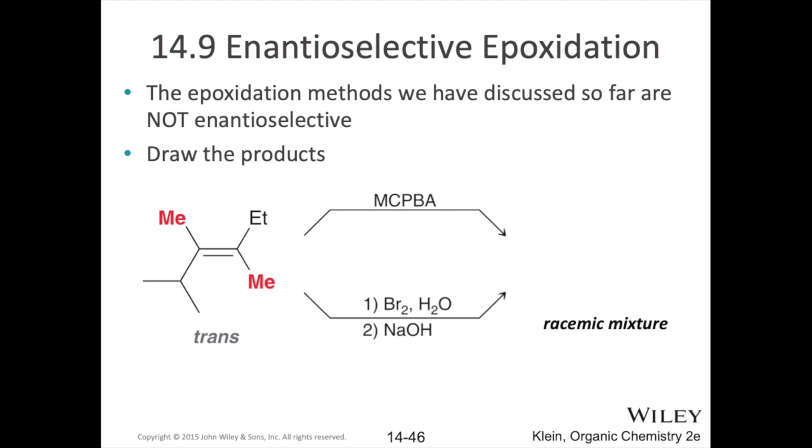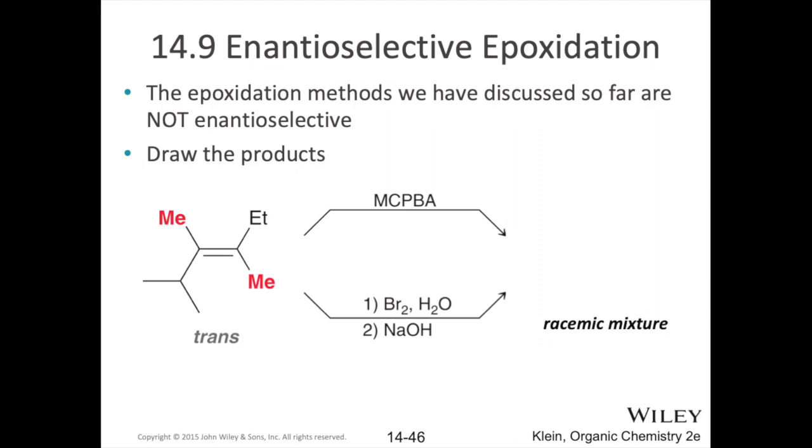Now, all of the epoxidation methods we've looked at so far have not taken into account enantioselectivity. There weren't any chiral centers we had to really worry about. So let's illustrate this. Look at this alkene over here and ask yourself, what are the products going to look like?